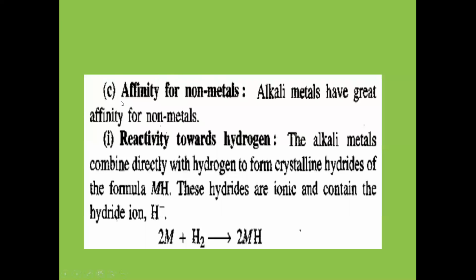Next, another property is affinity for non-metals. Affinity means attraction. Electron affinity means the affinity towards electrons. Here it is the affinity of alkali metals towards non-metals. That means the metals will have affinity for non-metals, and metals will combine with non-metals.